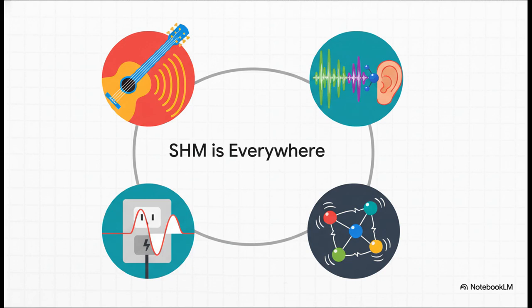It's the vibration of a violin string that creates music. It's how sound waves actually travel through the air to your ear. It's the alternating current in the walls of your house. It's even how atoms jiggle around in solid objects. This one simple pattern is a key to understanding a huge chunk of physics.